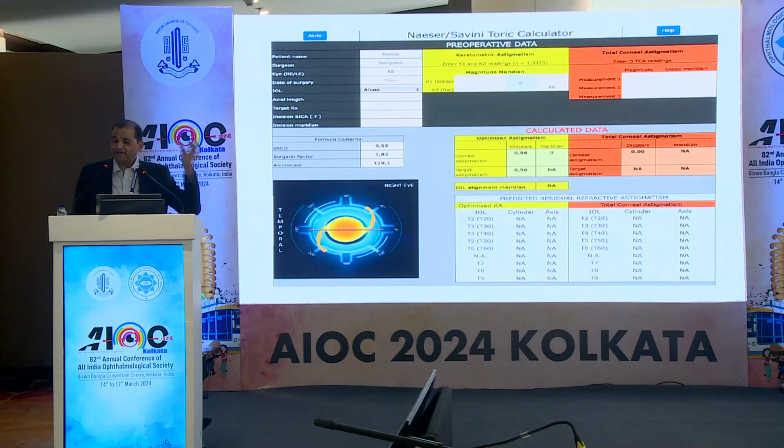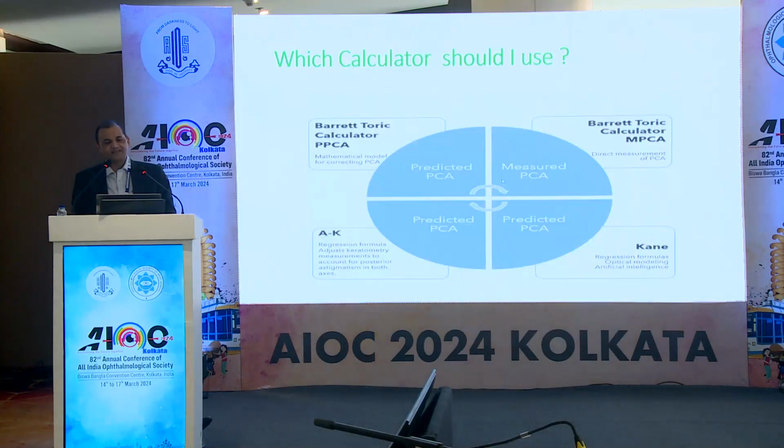This is another toric calculator, the Nazar and 7A toric calculator, which gives both comparisons simultaneously. It gives the keratometric predicted one, and you can also put in the measured one. So you have a simultaneous comparison of these toric results. So now so many calculators are there. What to use? Barrett with a predicted or measured posterior corneal power, or Abulafia-Koch, or a Kane one?